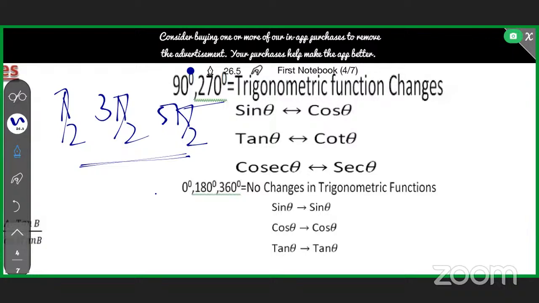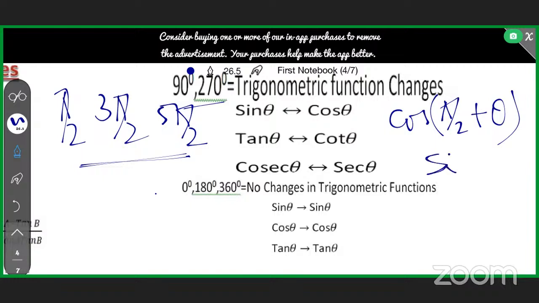Let me give some examples. Let us say cos of pi by 2 plus theta. So pi by 2 is there, so from cos I have to change to sine. Pi by 2 plus theta is in which quadrant? The second quadrant. In the second quadrant, what is positive? Sine is positive, but cos is negative. So I have to put minus sine theta.